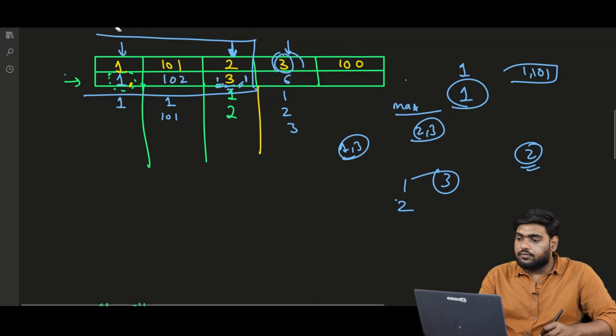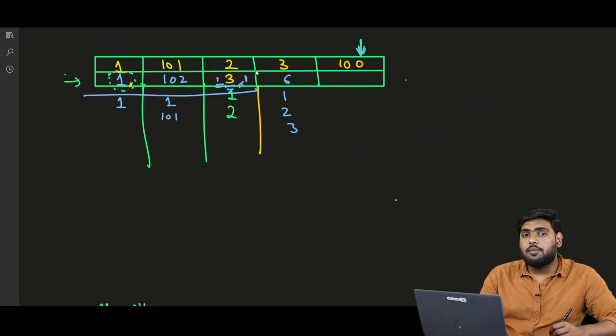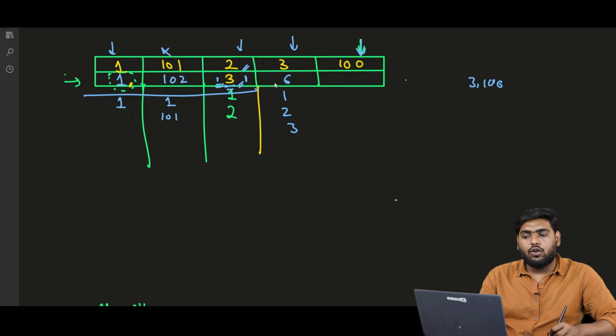Now we are here at 100. What are the values that can be included? 3 can be included. We can make 3, 100. 2 can be included. 1 can be included. 101 cannot be included. Why? Because it is bigger than the value that we are having here. Fine.